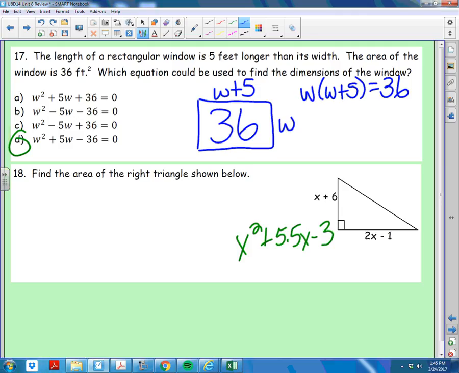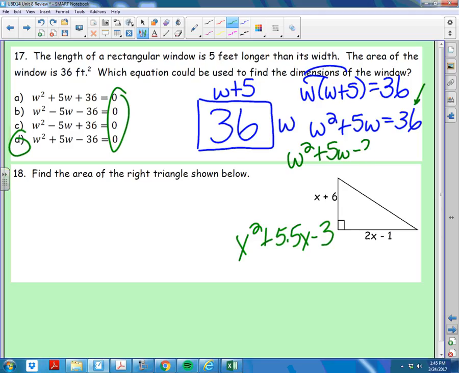Now you distribute. So you distribute the W to both, and you end up with W squared plus 5W equals 36. Then you look at your answer choices and realize they're all set up exactly the same way, where they're all equal to 0. So you need this to be 0. So you subtract 36 from both sides, which gives you W squared plus 5W minus 36 equals 0, which gives you your right answer. You let the answer choices kind of guide you a little bit towards the end. Okay? Any questions on this?